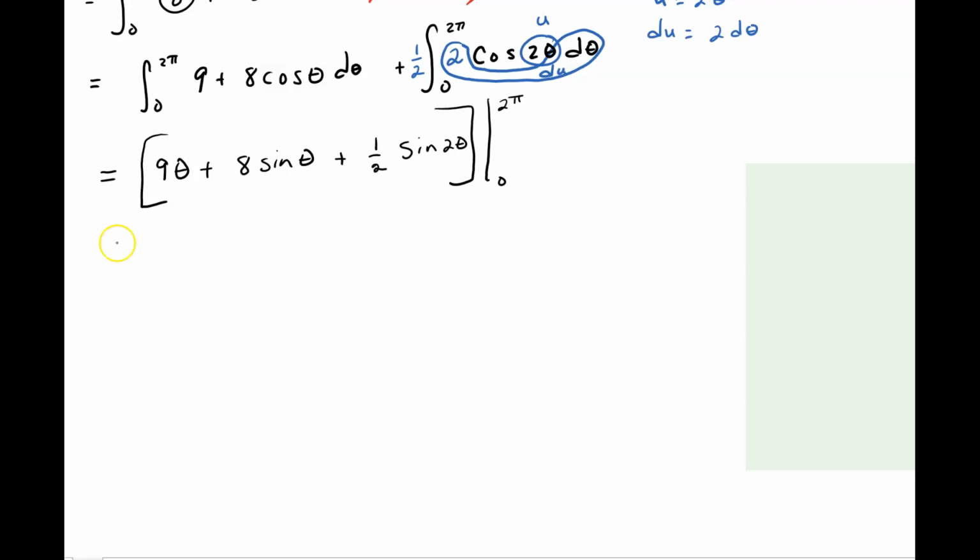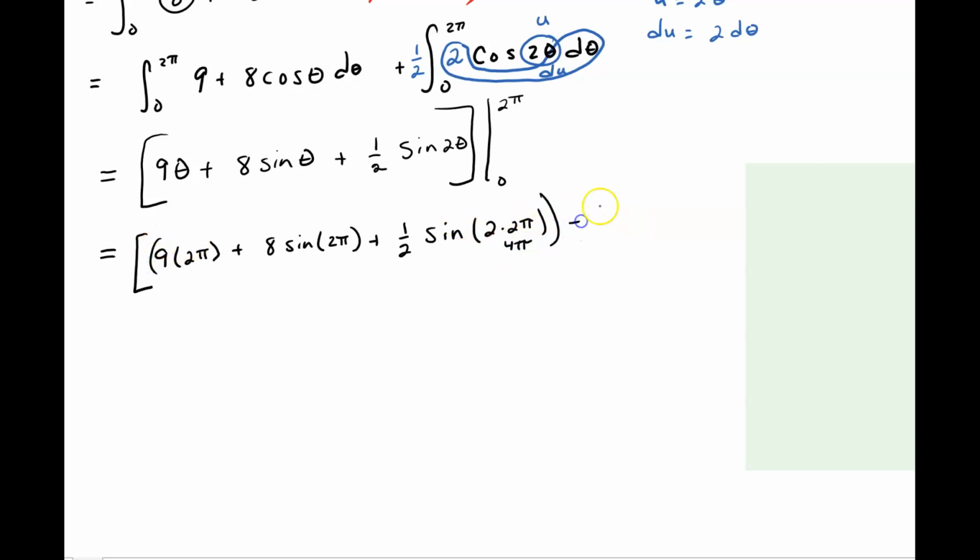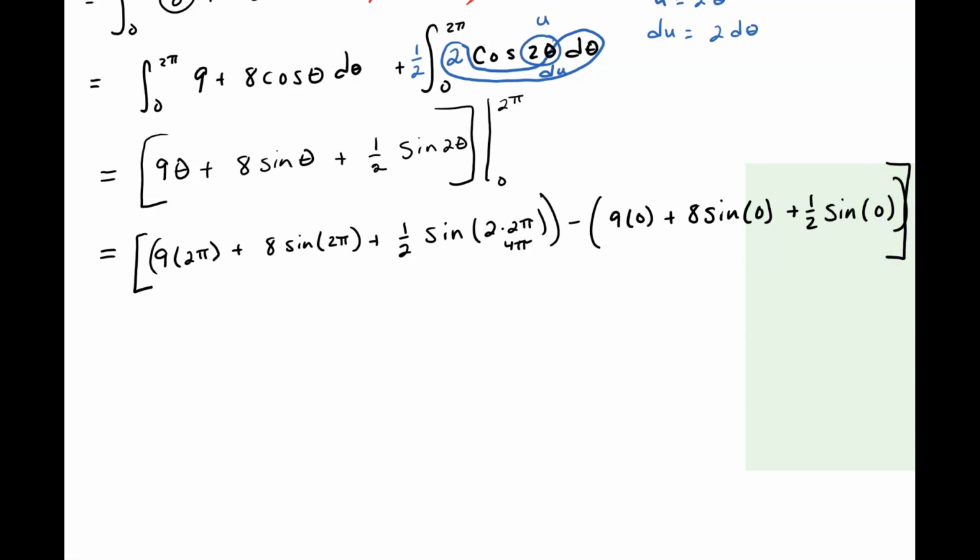All right, now we're ready to plug in. So let's see, we've got a 9 times 2 pi plus 8 sine of 2 pi plus 1/2 sine, in this case, of 2 times 2 pi, which is 4 pi. Okay, so all of that minus, we're going to have 9 times 0 plus 8 sine of 0, and then plus a 1/2, and it's going to be sine of 2 times 0, which is just 0 itself again. All right, so let's go ahead and try to see what we can simplify.